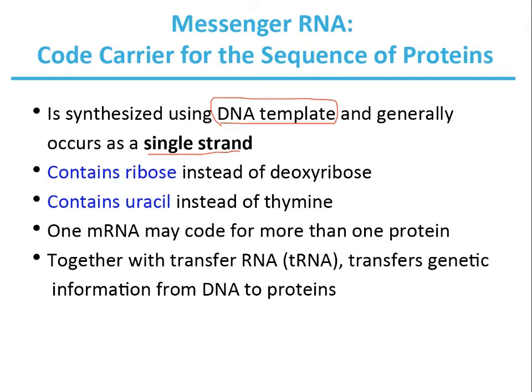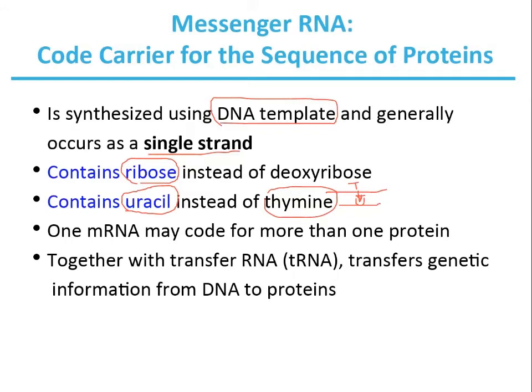It contains ribose instead of deoxyribose. I explained this before: ribose has 2-prime OH instead of H in the DNA. It contains uracil. Okay, it has uracil instead of thymine. So if we use the DNA as a template, the thymine in DNA will become uracil in the messenger RNA. Okay, so this one will be translated to uracil in the case of messenger RNA.